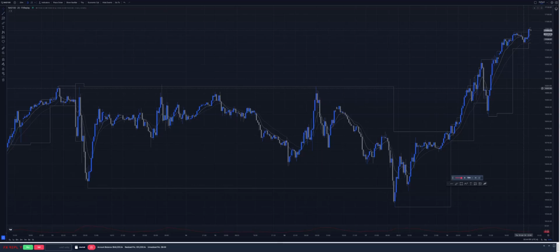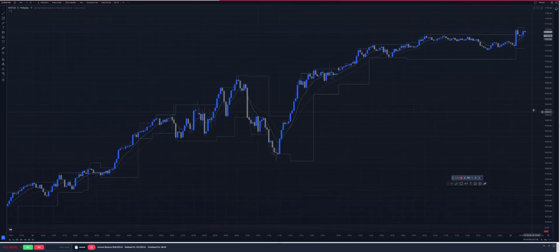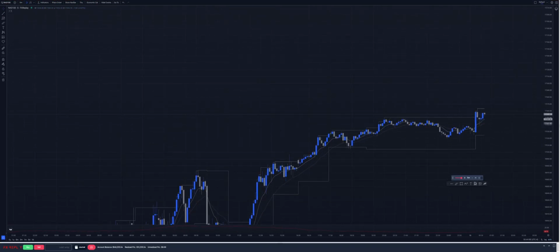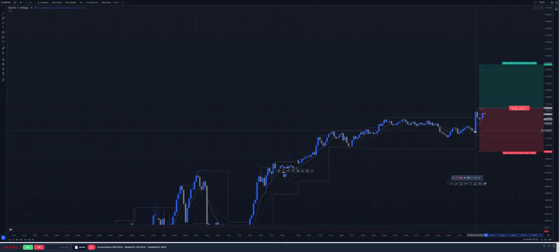20-minute is technically valid still. 20 and 30-minute. Okay, so this is good for a buy. And so what I'll do is I'll set up a buy stop at the high of the range. Let me look at the 20-minute again. Yep. So high of the range right around here.